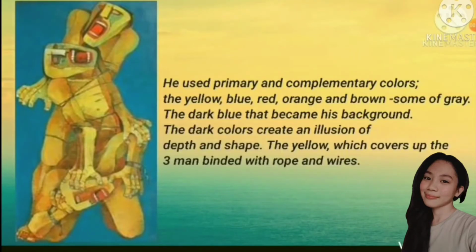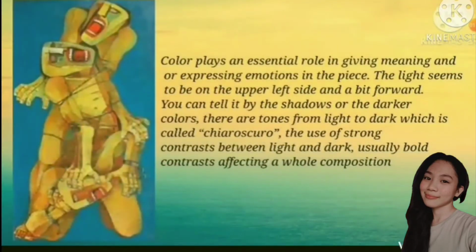The color. He used primary and complementary colors: yellow, blue, red, orange, and brown, and some gray. The dark blue that became his background and the dark colors create an illusion of depth in space. The yellow color covers the 3 men bound with rope and wires. So color plays an essential role in giving meaning and expressing emotion in the piece.